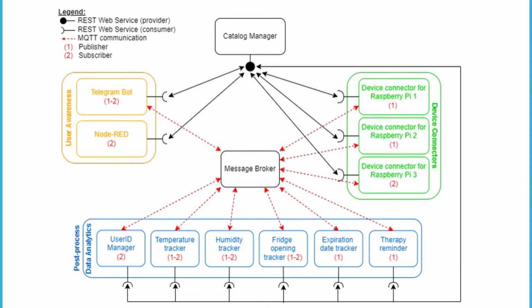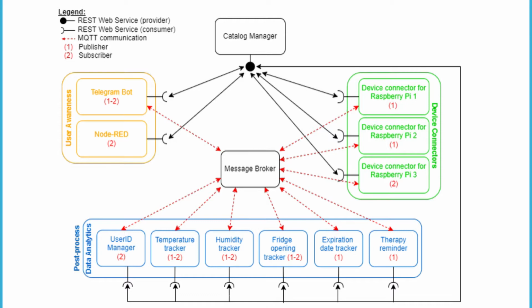Among the other components, there are 3 device connectors for Raspberry Pi, one equipped with a temperature and humidity sensor, the second one equipped with an eye-air motion sensor and a light sensor, and the last one that manages a buzzer. The first 2 are REST Web Service consumers that retrieve information about the fridge status and also work as MQTT publishers. The third one is a REST Web Service consumer that retrieves settings information and also works as an MQTT subscriber to get actuation commands from the other microservices.